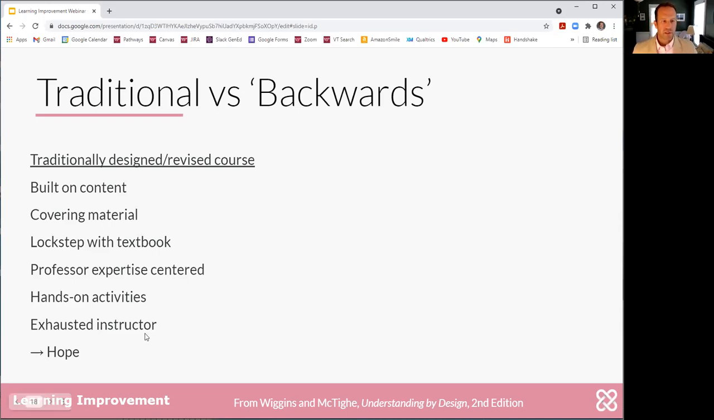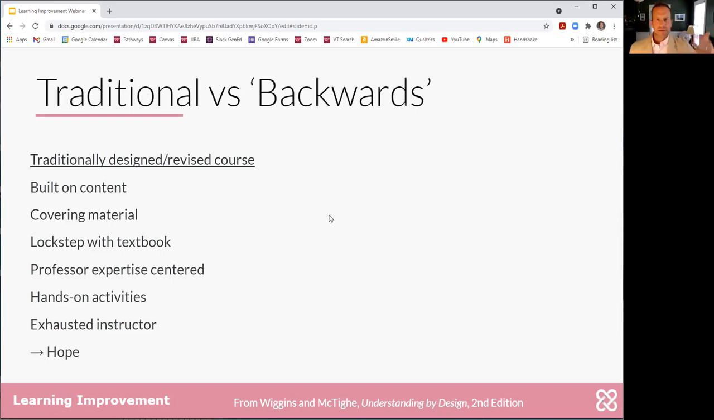And what you end with is an exhausted instructor and a hope they learn something, right? So we call it the hope curriculum. They talk about the throw spaghetti at the wall and something will stick. And if they're not learning it, I'll give them more stuff. I'll give them more study guides, more practice exams. I'll just hit them with more.